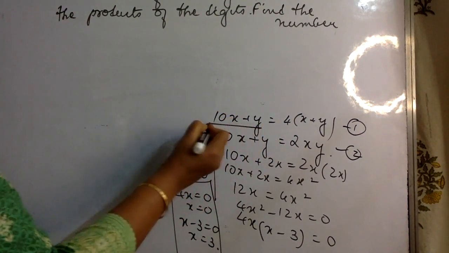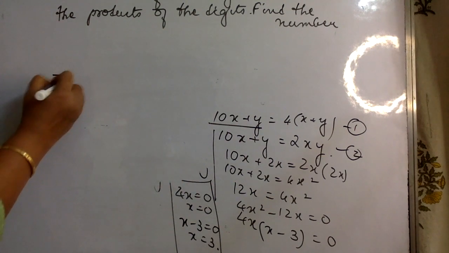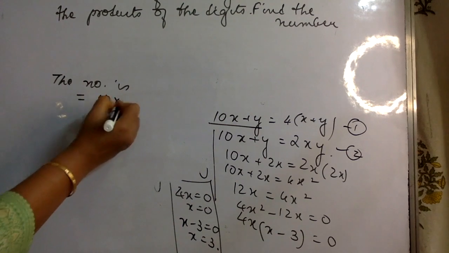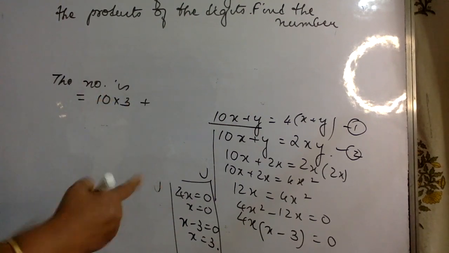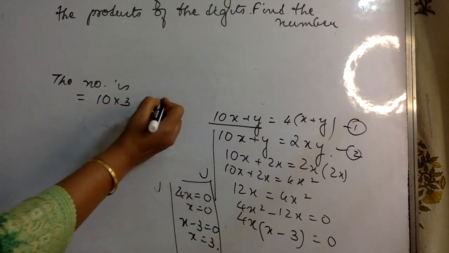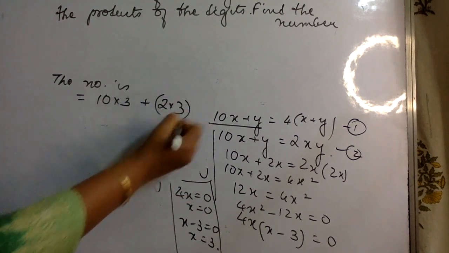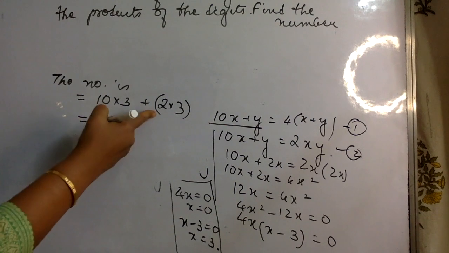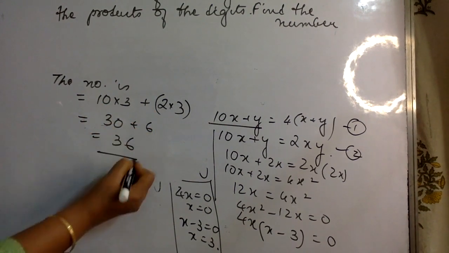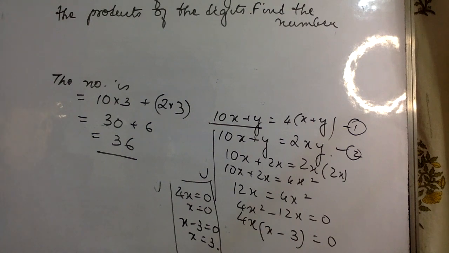This is our original number. So the number is equal to 10 into 3 plus y. How much is y then? y is equal to 2x, so 2 into 3. 30 plus 6. So the number is 36. So we have got our number.